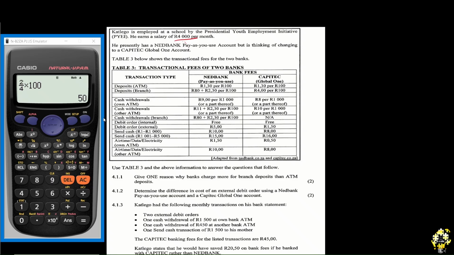Like I told you, there is nothing that you can summarize here, but you have to do your highlighting as you go. 4.1.1, give one reason why banks charge more for branch deposits than ATM deposits.